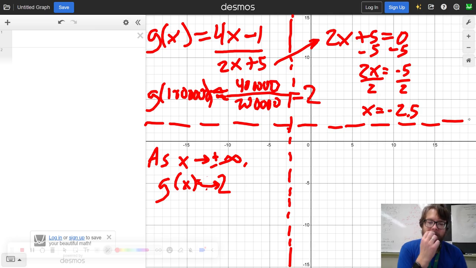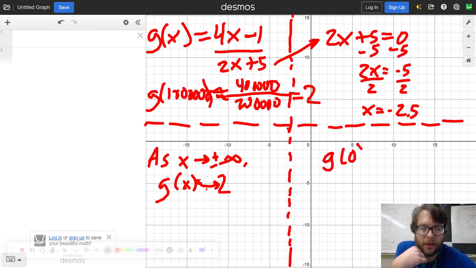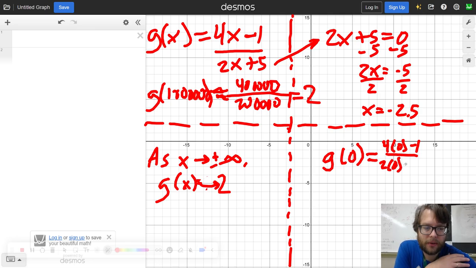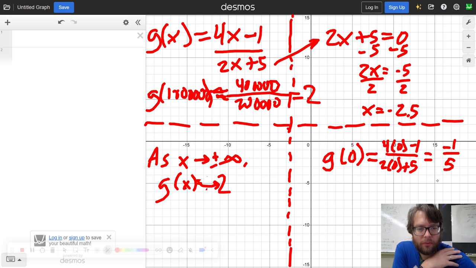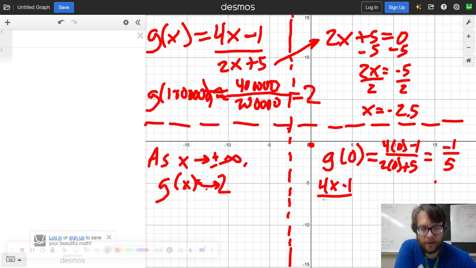The last thing I'm going to do is figure out the y-intercept and see if there are any x-intercepts. Plugging in 0 gives me the y-intercept. You might notice that plugging in 0 just leaves you with the ratio of the constants. So I have negative 1 over 5. That's a negative number. Then let's figure out when the function equals 0. So I don't plug in 0, I write down my equation equals 0.